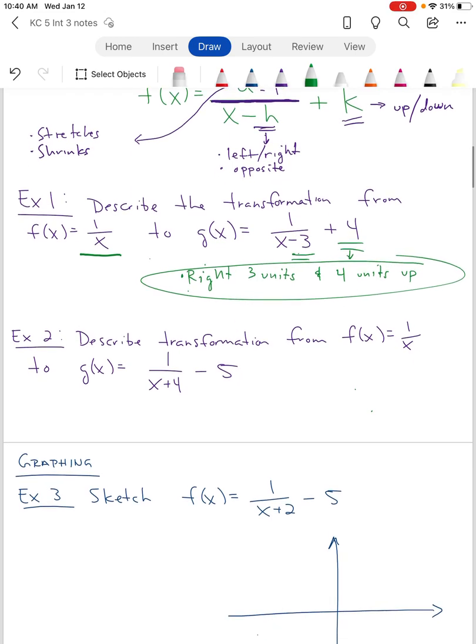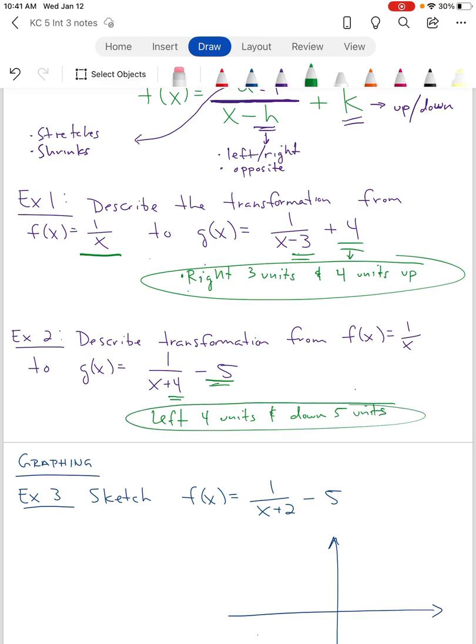Okay, I want you to go ahead and pause this video and try example number 2 before I go ahead and write the answer on here. So I have a positive 4 with the x, so that is going to be the opposite. So it is going to be left 4. And the negative 5 is not the opposite, so down 5. Which is my final answer.